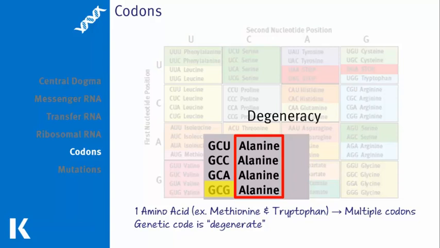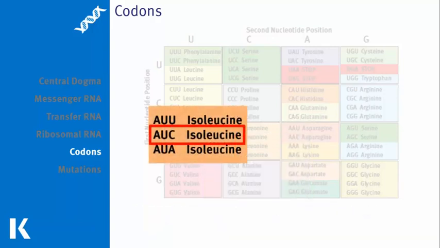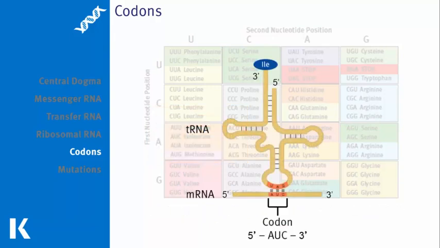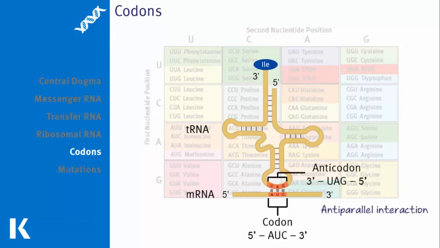Let's use isoleucine for our next example. How will the tRNA recognize the codons? The tRNA that supplies the amino acid will be anti-parallel. In the case of AUC, we can know which tRNA will bring isoleucine by taking the anti-parallel codon, in this case UAG in the 3' to 5' direction.